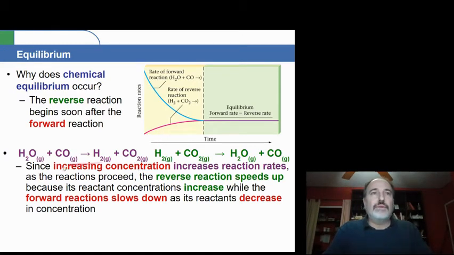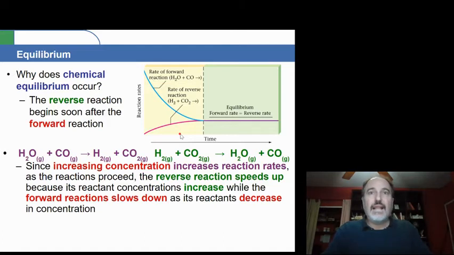All right. In other words, as the original reaction goes, we're getting more and more hydrogen and carbon dioxide. Since those are the reactants for the reverse reaction, that reaction is increasing in speed. That's why you see it going up there.